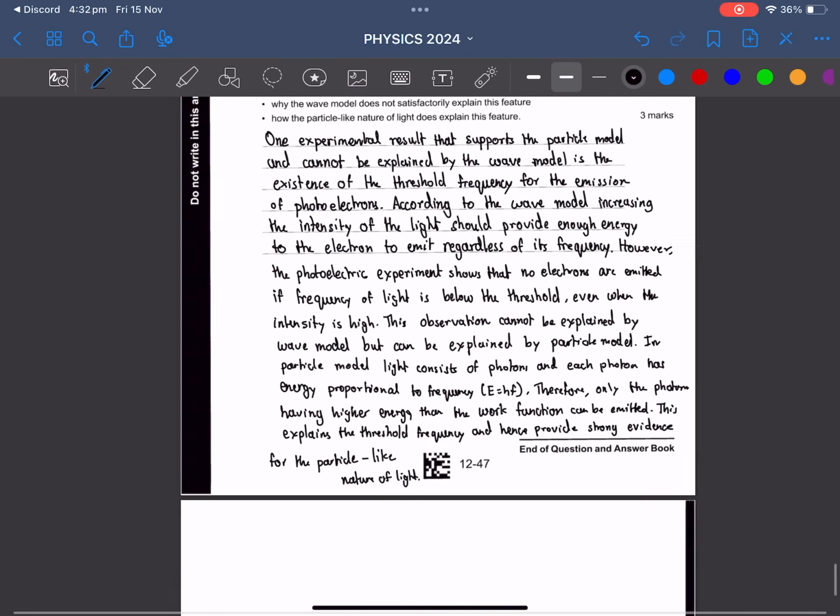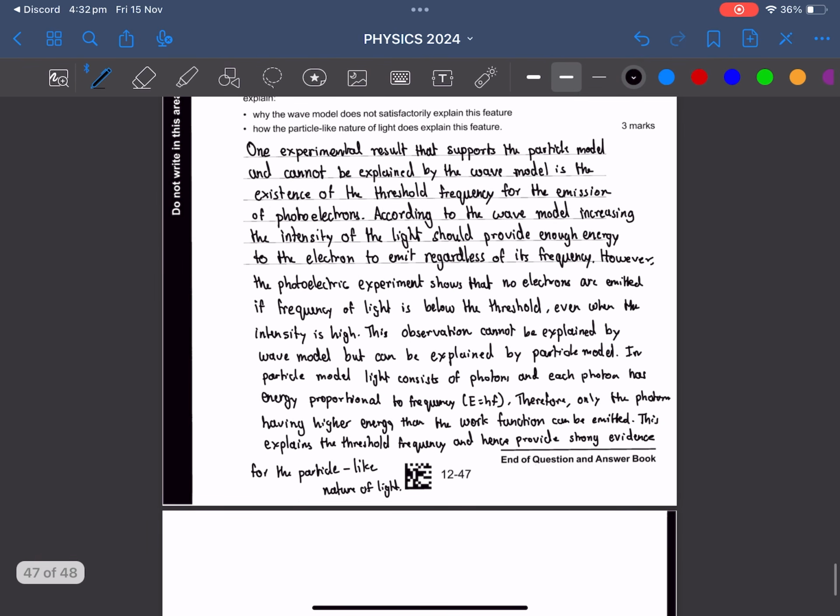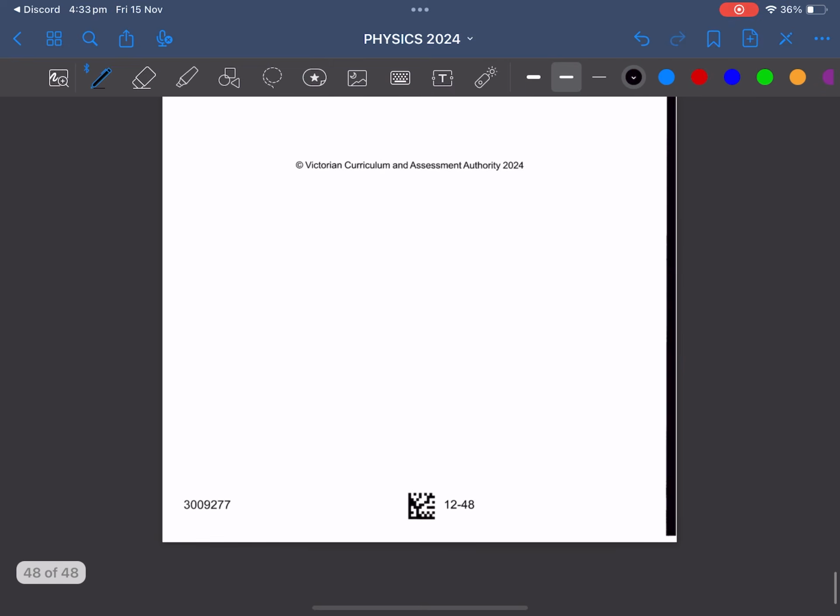Okay, gosh, that was a long answer. Okay, here you go. So if you guys just want to skip to this part, here's the full answer, and I think that's it for this paper.